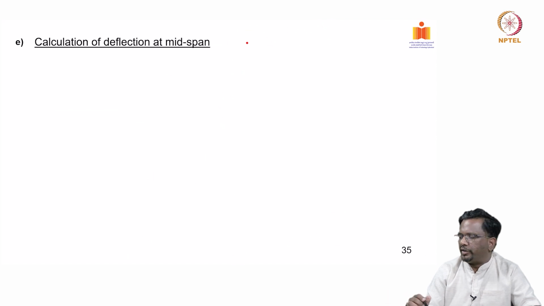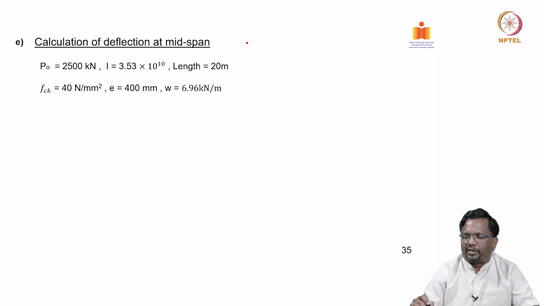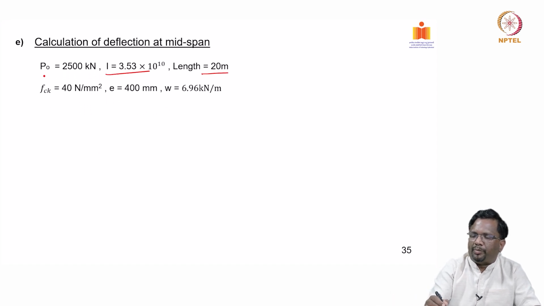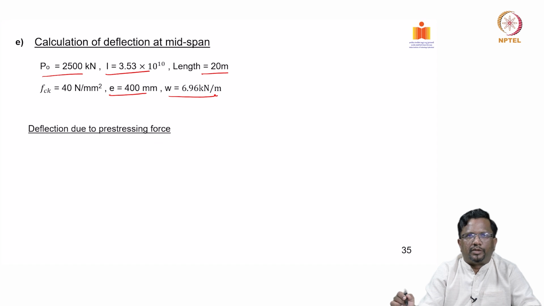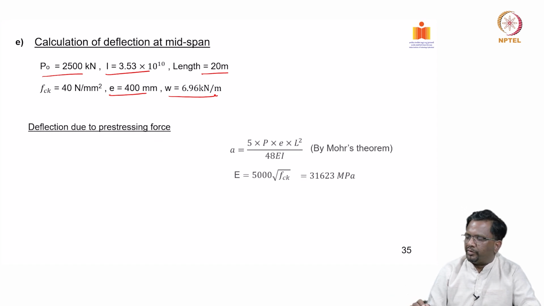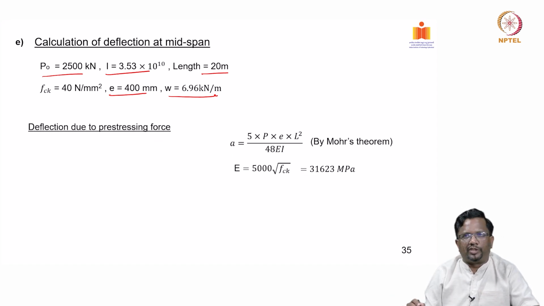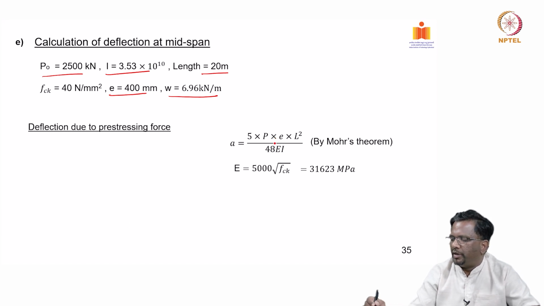Now, let us quickly calculate the deflections at midspan. For the deflection calculations, you know the moment of inertia, the length is given to you, and P naught, the pre-stressing force, is given as 2500 kilonewton, E is 400, and the load is 6.96 kilonewton per meter. Now, for the deflection due to pre-stressing force, let us look at it again from Moore's theorem. The deflection is the moment area of the moment diagram divided by EI.